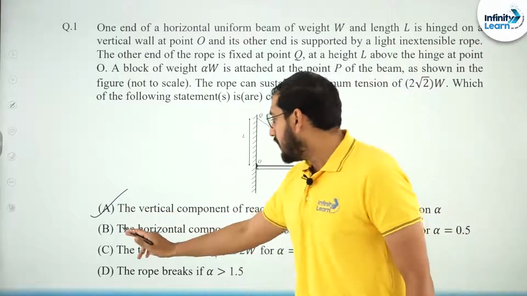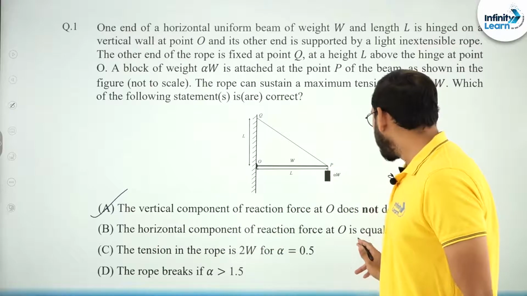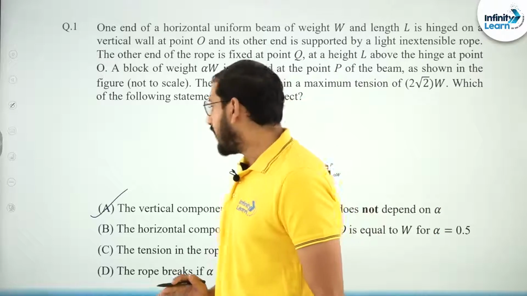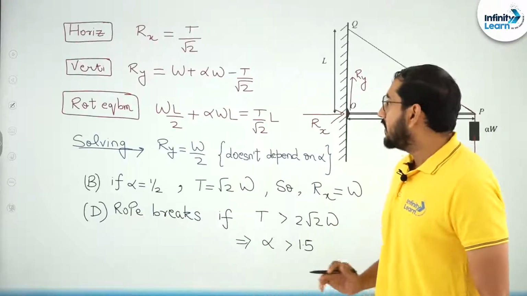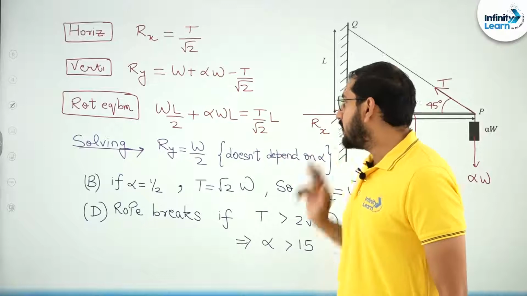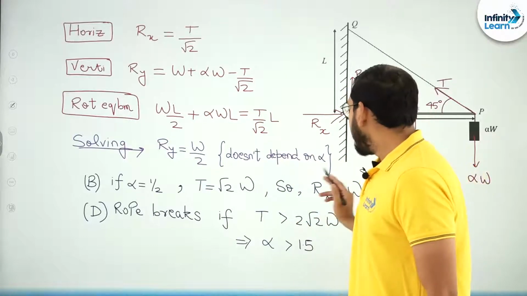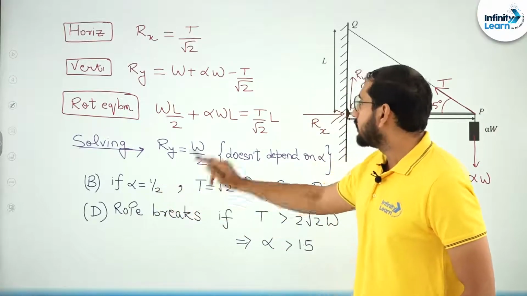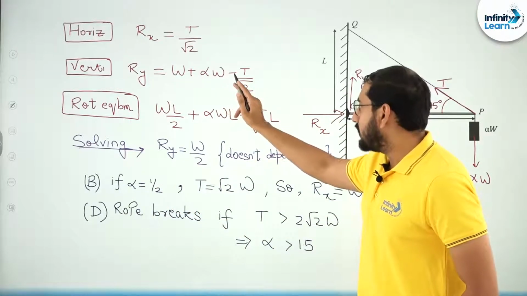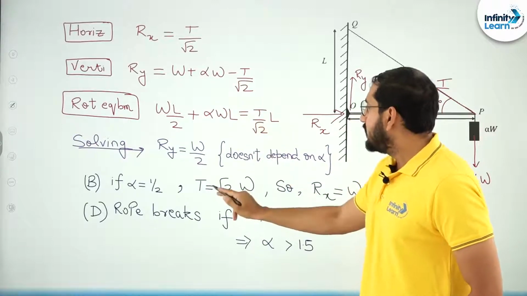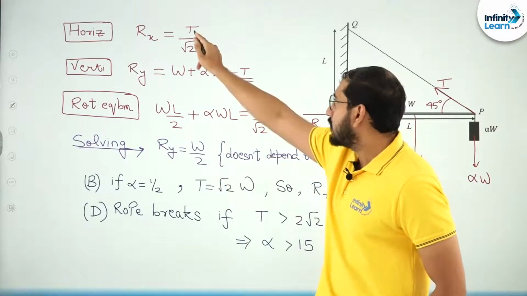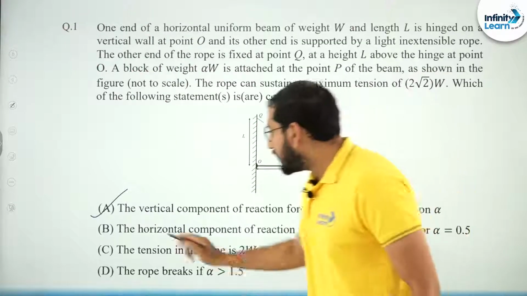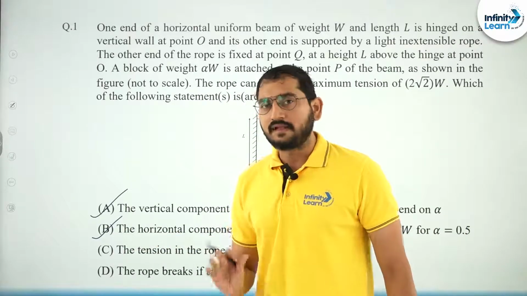Now moving on to option B: the horizontal component of the reaction force at O is equal to W for alpha equal to 0.5. So what the question is asking is that if I put the value of alpha as 0.5, then what will happen to the value of Rx. So step number 1, for alpha equal to 1 by 2, we will put it here and get the value of tension from this equation, and then we will put this tension back into this equation to get the value of Rx, which will come out to be equal to W. So we can say that option B is also a correct option.